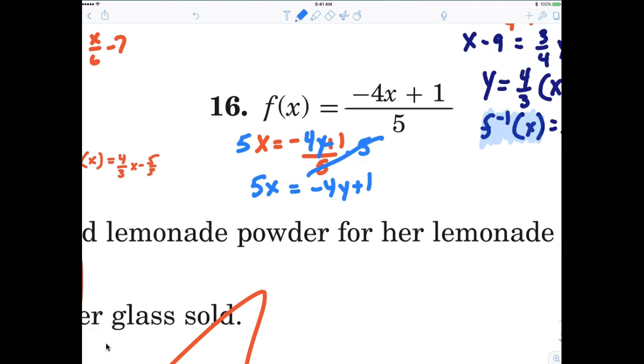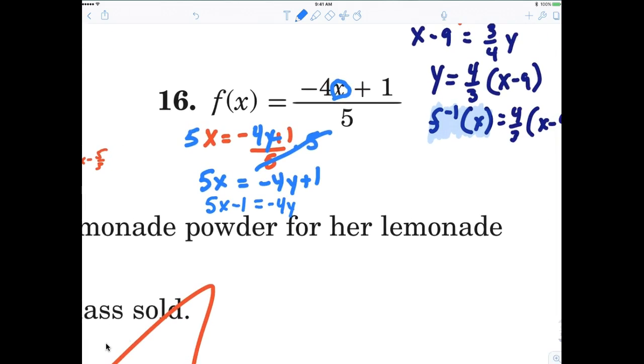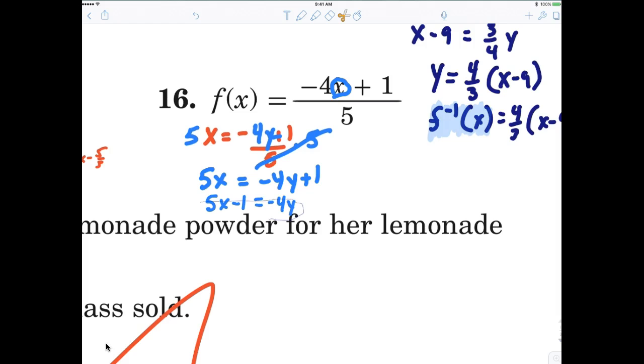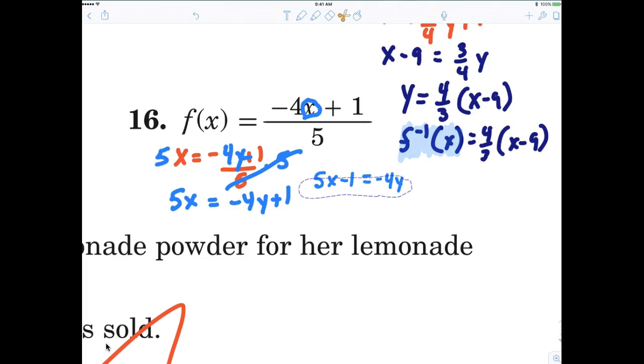Sorry about that, but go back and double check. See, this x became a y. Now I subtract 1 from both sides. So we would say 5x minus 1 equals negative 4y. And then I'm just going to move this over so I can show you the last step just to make sure you're clear. Now we'll divide everything through by negative 4.